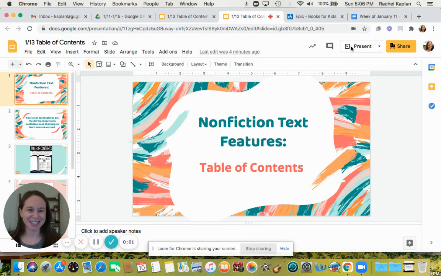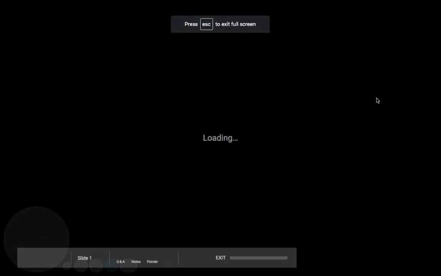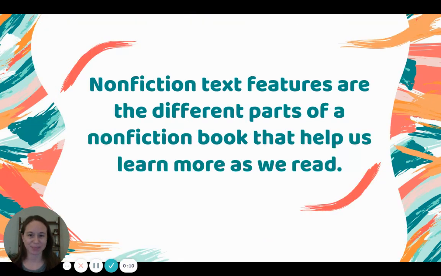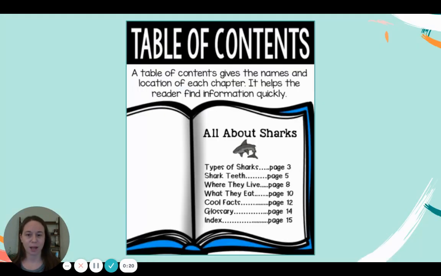Hi, first graders. Today, we're going to keep talking about nonfiction and start to learn about nonfiction text features. A nonfiction text feature is the different part of a nonfiction book that helps us learn more as we read. Today, we're going to talk about one nonfiction text feature called the Table of Contents.